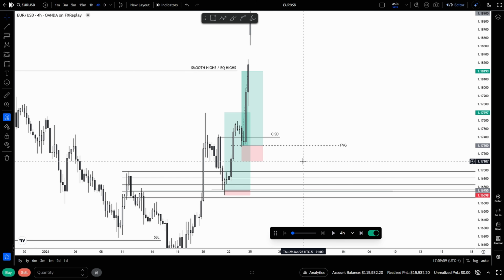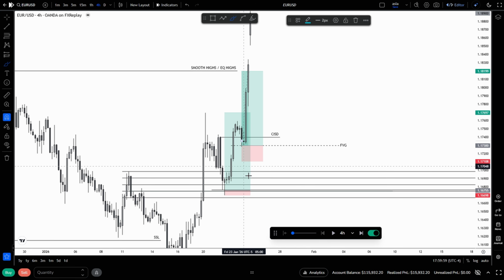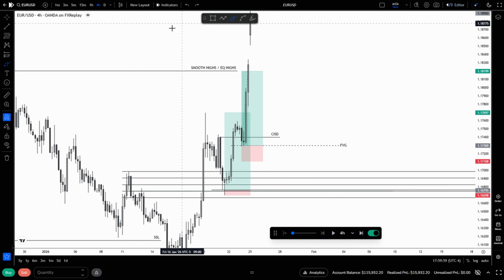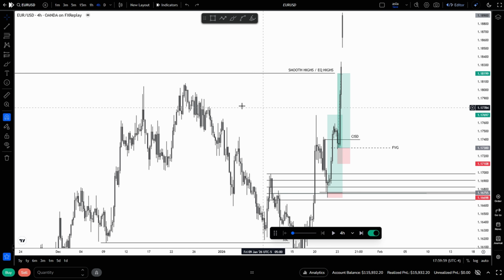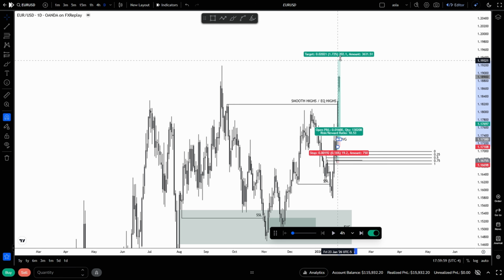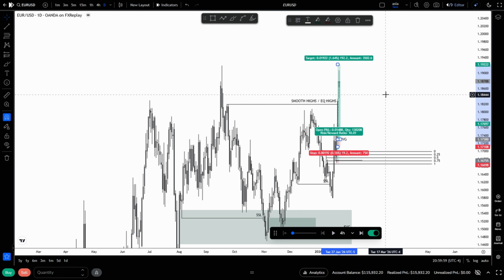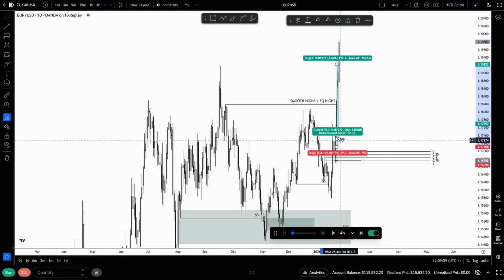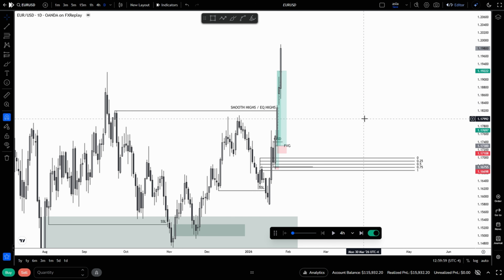For risk management, I will place my stop loss below the fair value gap, because if price completely invalidates the fair value gap, then the setup is no longer valid. And for the target, we can aim for the highs we talked about earlier, since those highs represent the draw on liquidity. Now, if you watch how this trade actually plays out, you can see that price moves exactly as expected, reacting from the fair value gap and pushing toward those highs.